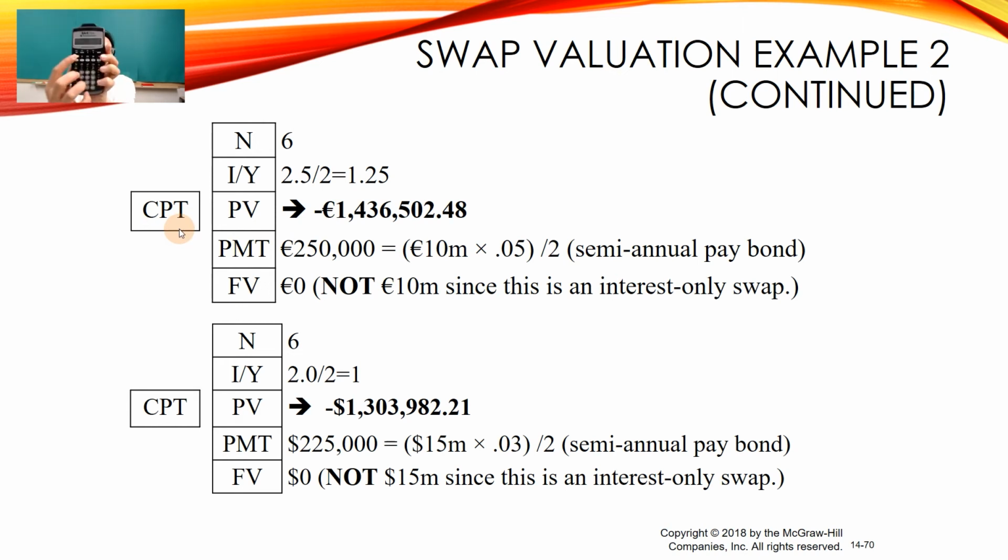Punch in all these numbers and then CPT, compute. You see this CPT value, right? CPT, can you see it? That's this key. And then compute present value, and you will get minus 1,436,502.48 euro as an answer. Why is it minus? As a convention of your calculator.